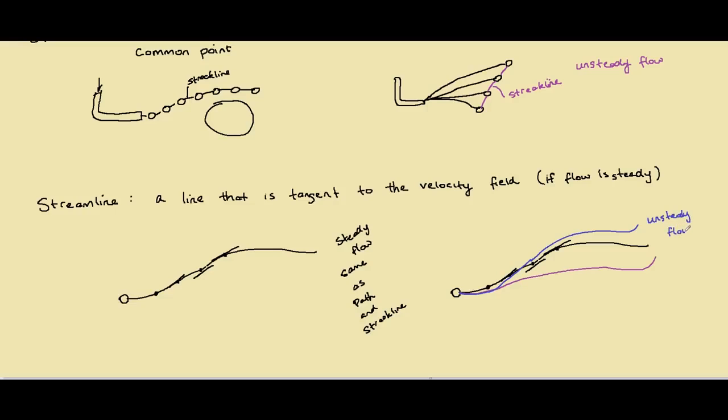the tangent creates a different streamline. So the thing that throws people off in this topic is that the streamline, streakline, and pathline look exactly the same in steady flow, but in unsteady flow the streakline and streamline appear slightly different.